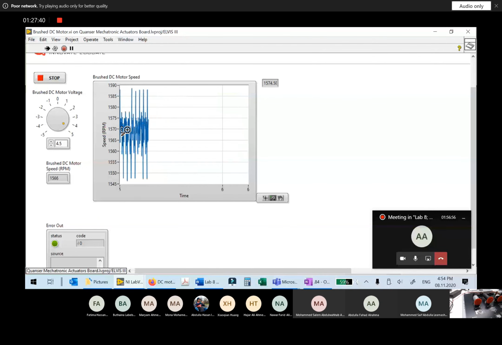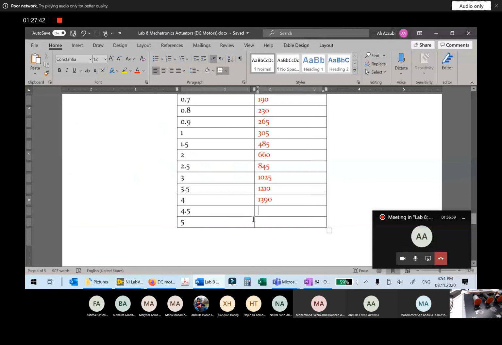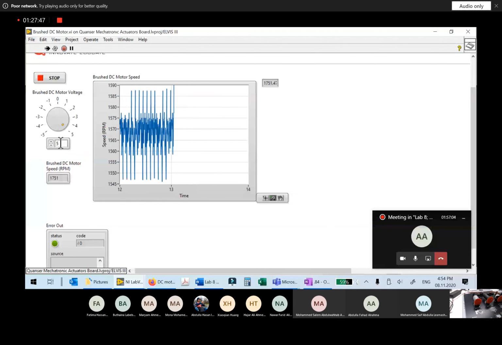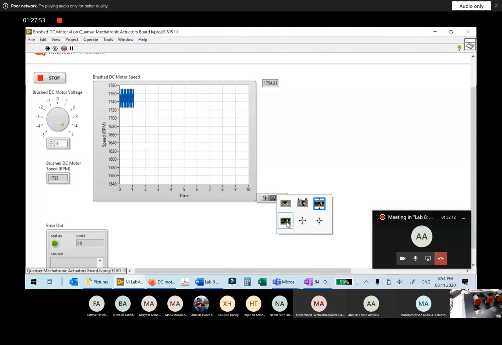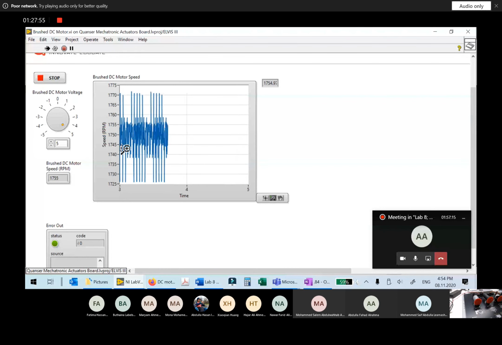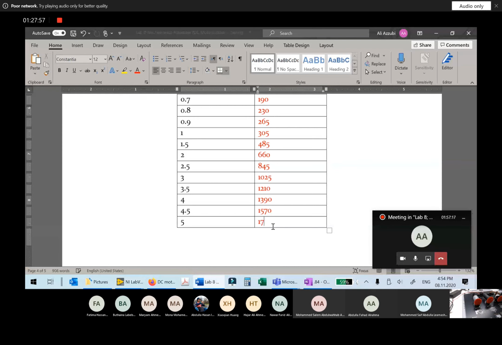Okay, 1570. And 5 volts. This is the maximum as per the manual for this motor and circuit. 1750. So this is 1750. Done.